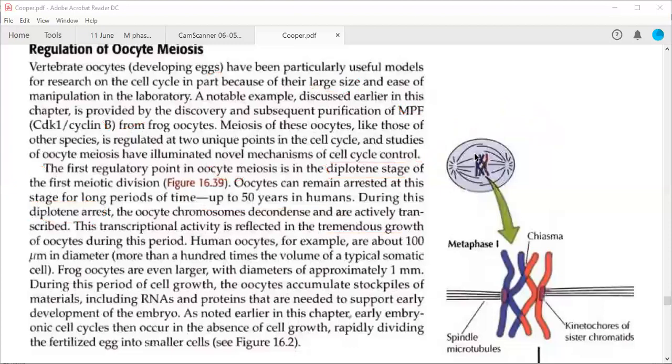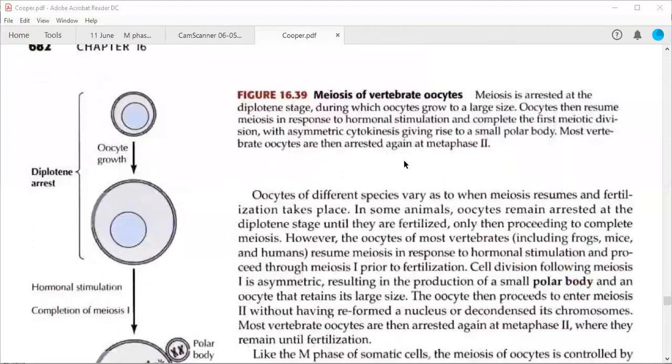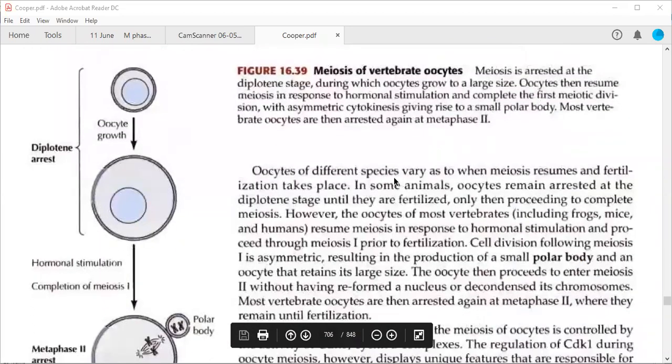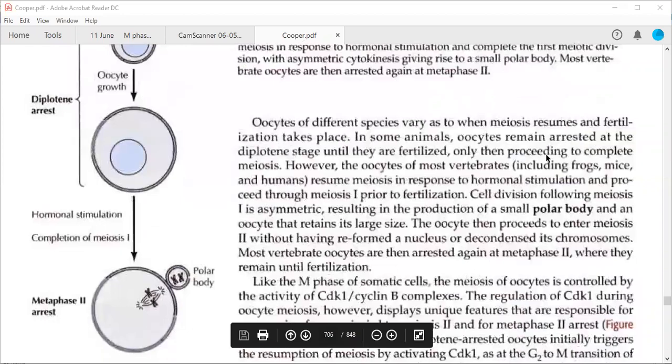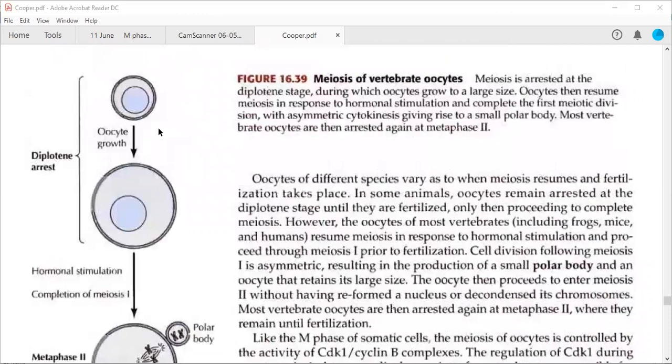Then the second arrest, which is metaphase I. Oocytes of different species vary as to when meiosis resumes and fertilization takes place. The first arrest is in the diplotene stage. This diplotene arrest is the first arrest, and oocyte growth takes place during it because mRNA is actively formed, so the size of the egg increases.